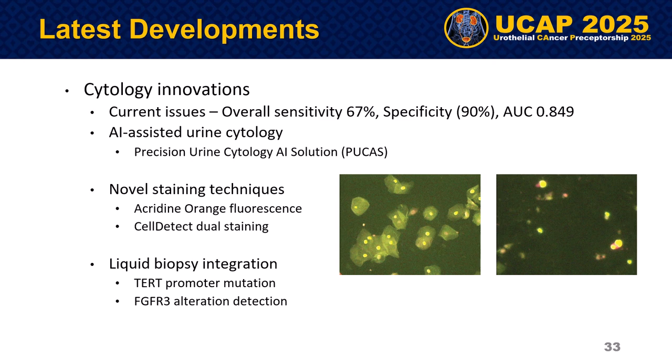Innovative stains like acridine orange fluorescence and CellDetect enhance visibility. Acridine orange predicts high-grade tumors with 88% accuracy, while CellDetect's red-green differentiation achieves 94% sensitivity for urothelial carcinomas. Liquid biopsy also bridges the gaps by detecting molecular markers in the urine. TERT promoter mutations, found in about 60 to 85% of bladder cancers, provide a non-invasive diagnostic cue and early tumor detection. Combined with FGFR3 mutations, these biomarkers refine both the risk stratification and enable early intervention.